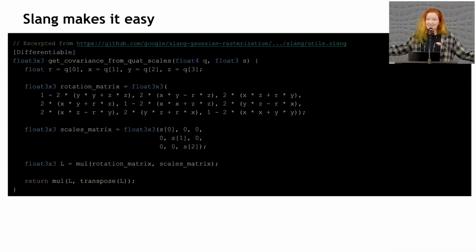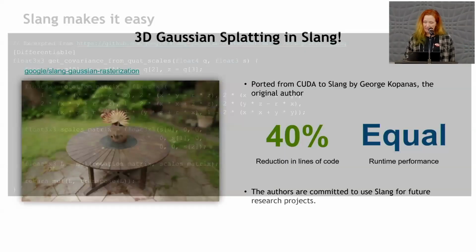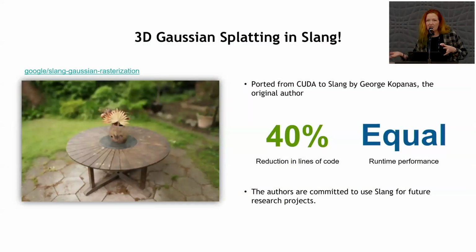By contrast, this is much simpler in Slang. It can be written in its forward form and just annotated as differentiable, and the compiler takes care of the rest. It's easier to read, easier to maintain, and easier to debug. So looking at a comparison between the original handwritten differential rasterizer and the Slang version, which was authored by George Kopanis, one of the original paper authors, he was able to get a 40% reduction in lines of code while maintaining equal runtime performance to the handwritten CUDA.